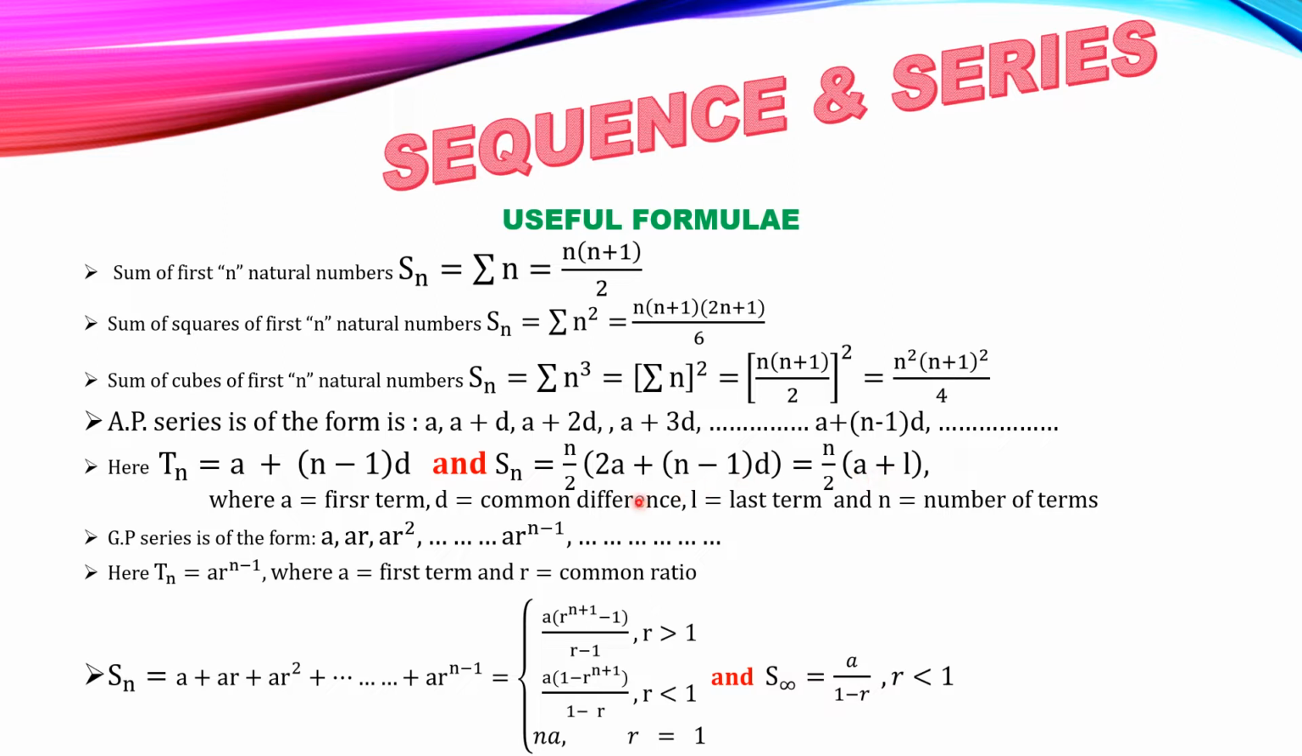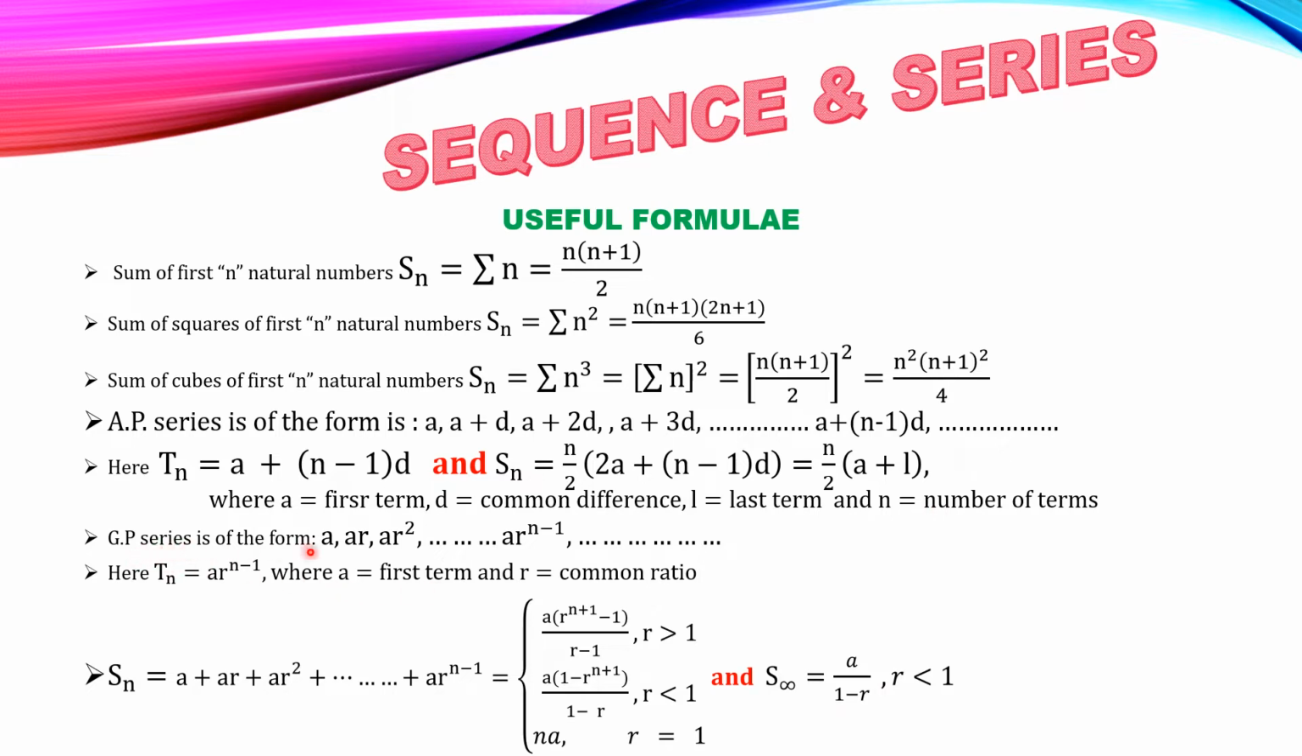So given the first term, number of terms and common difference, we can find the sum of n terms. Given the first term, last term and number of terms, we can also calculate the sum of n terms. Here a is the first term, d is the common difference, L is the last term, and n equals the number of terms. And another series is the geometric progression.